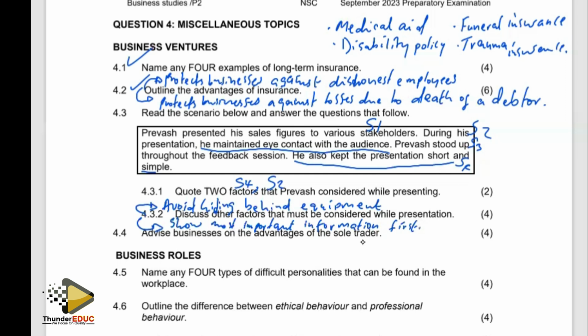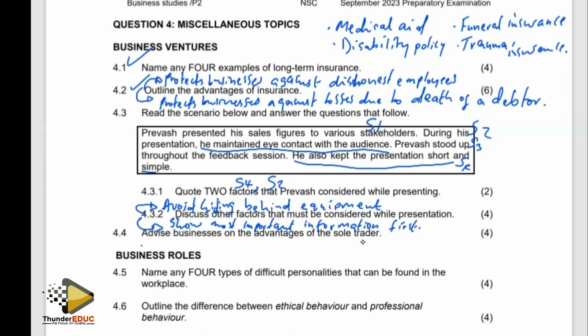So now, one of the advantages is that the owner makes all decisions alone. The owner requires little capital to start. All profits belong to the owner alone. Simple management structure. No legal processes and requirements. The assets of the business belong to the owner. There is personal interaction and personal contact between the owner and customers.